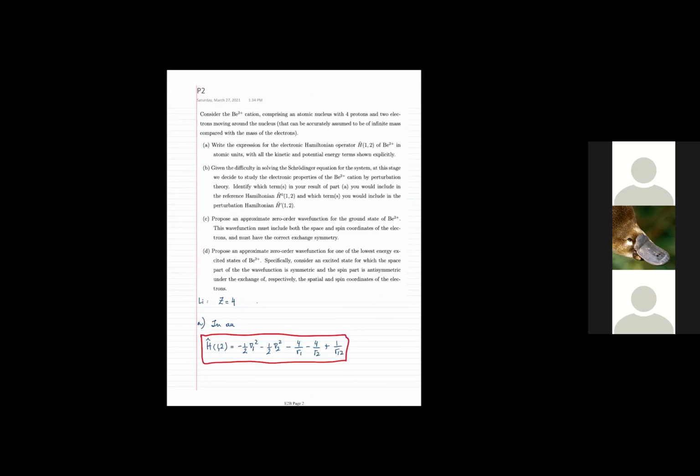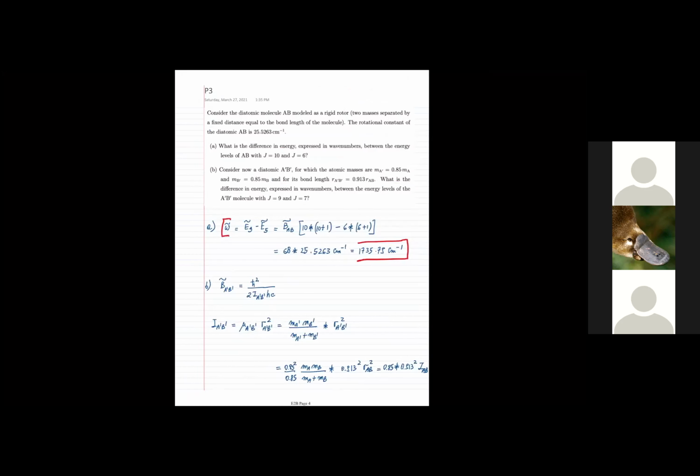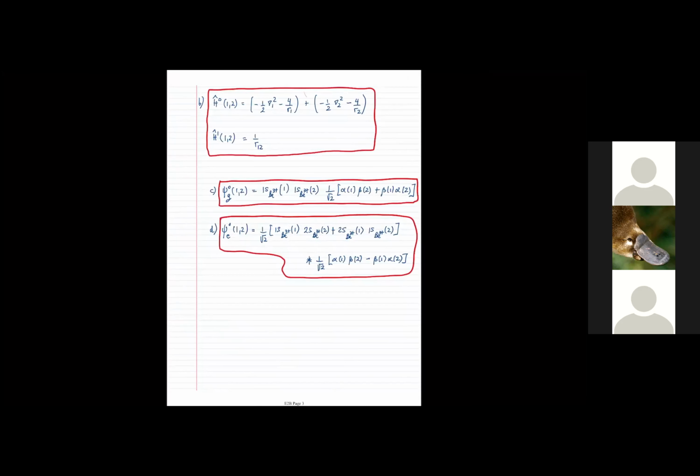Gotcha. Let me double check what I got for the other one. Yes, I got that. All right.